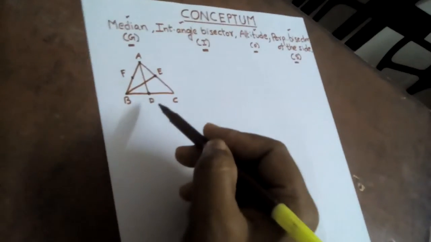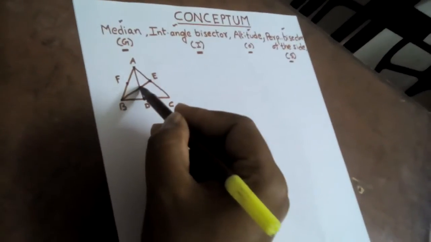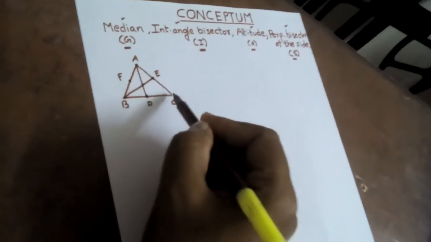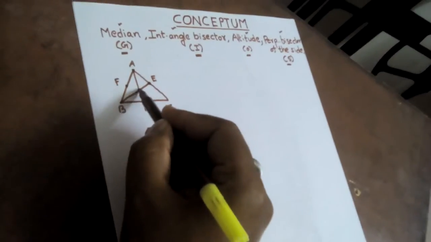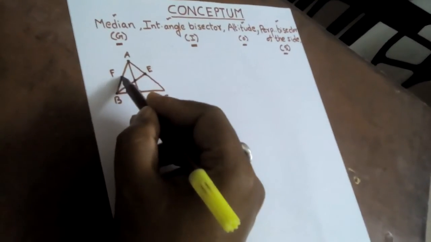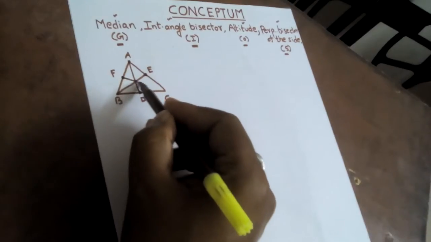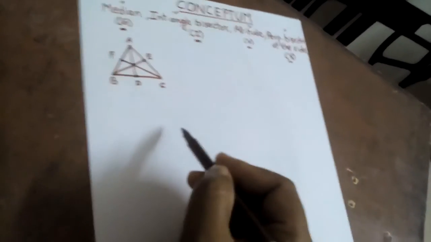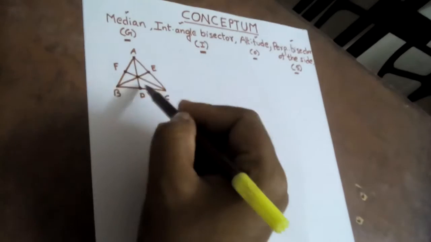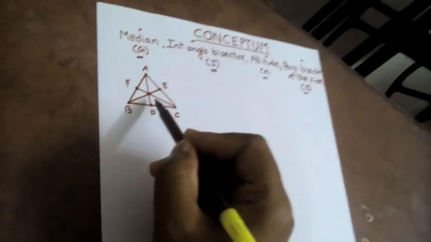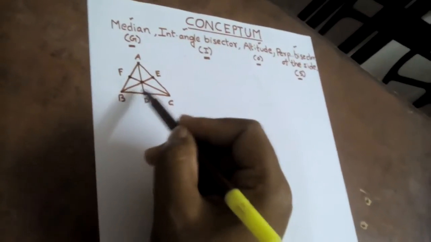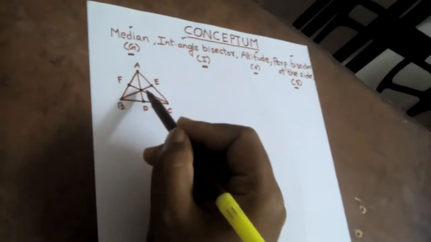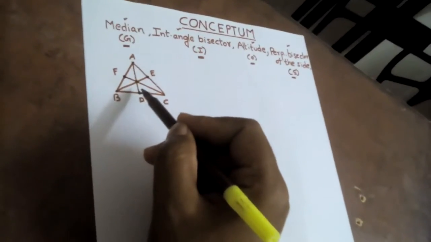Here one surprising thing is the median CF also passes through the point where these 2 medians intersect. So we'll get the third median like this. So here all these 3 medians are passing through the same point, hence they are called concurrent lines. And in the next video we will see why they are concurrent.